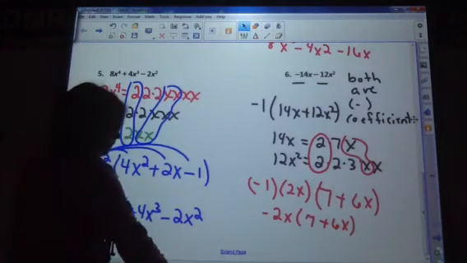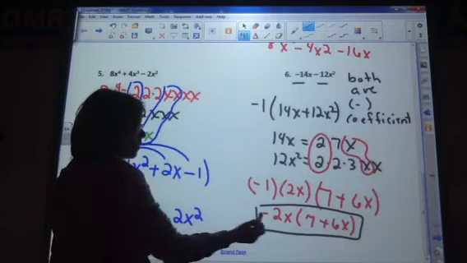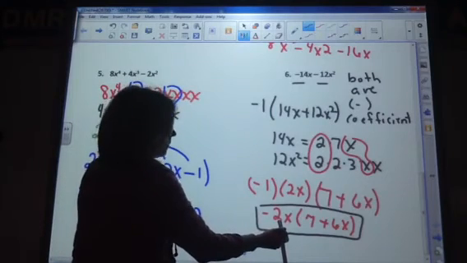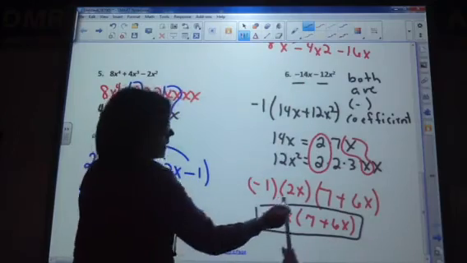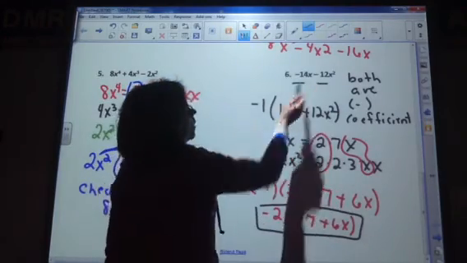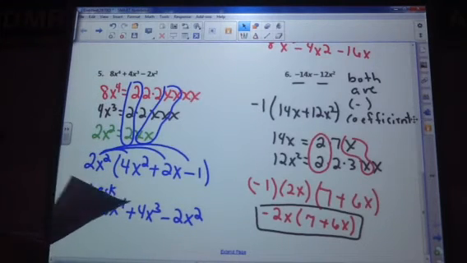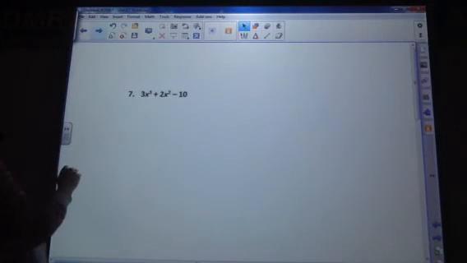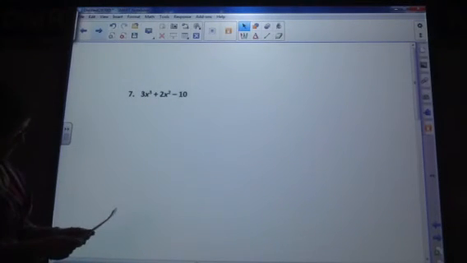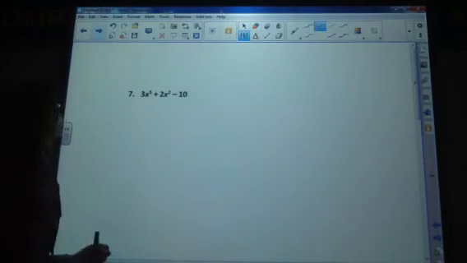Okay, let's check it. So here's my answer, but let's double check it. So when we distribute, we get a negative 14x, and then a negative 12x squared. Okay. We'll see y'all do this one on your own. I'm going to do it quietly.